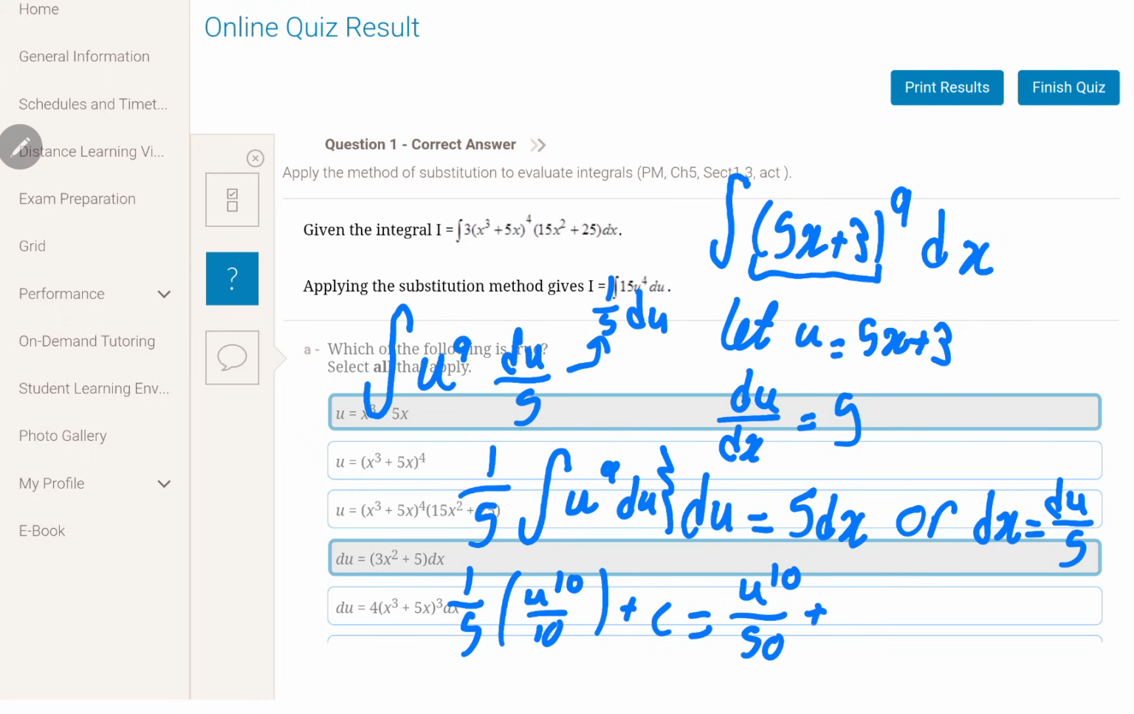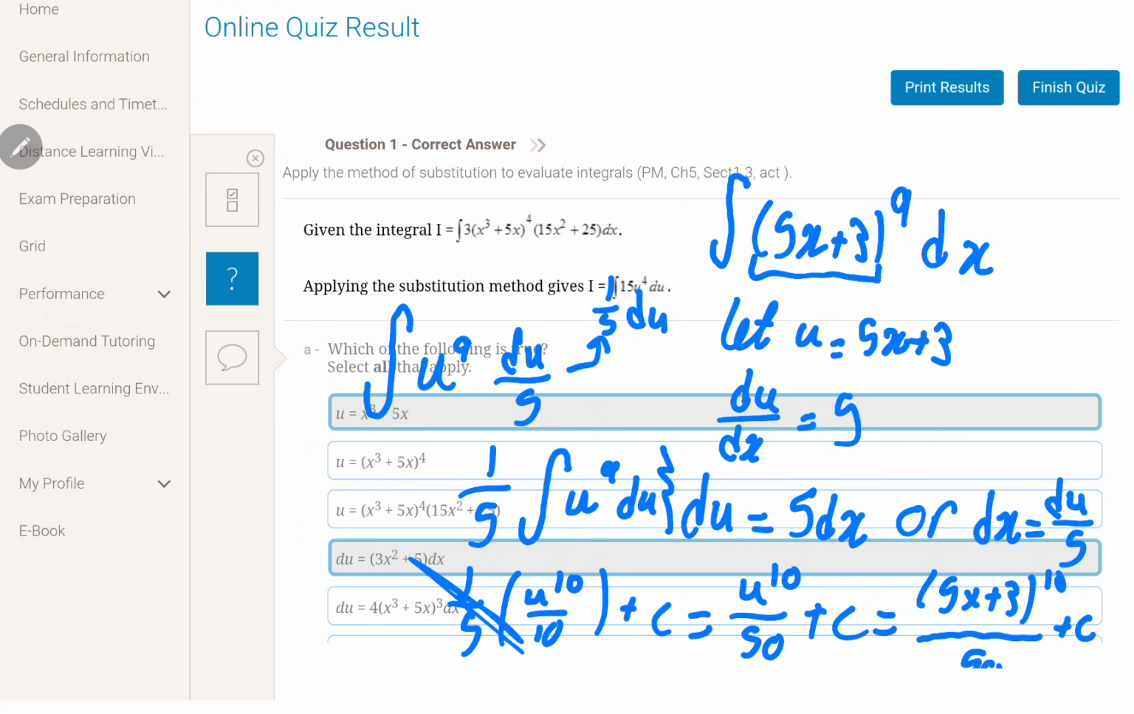Okay, plus c. Now, obviously, you can express u as 5x plus 3, right? So it will be (5x plus 3) to the power of 10 over 50, plus c. And this is your final answer.